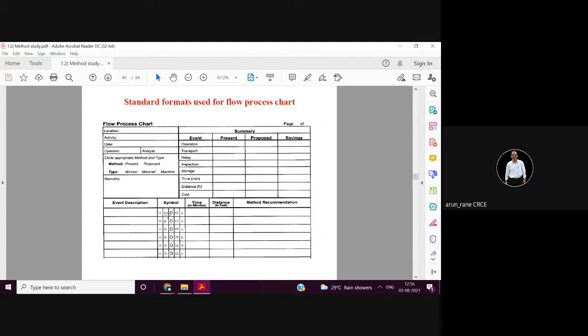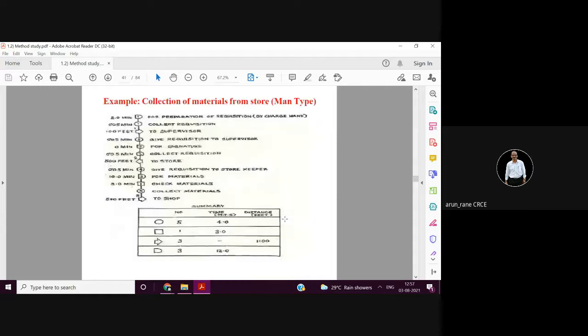On the symbol hai, whether it is operation, matlab see, now if you are checking diameter 10, so it will come under inspection. So what is the time, what is the distance it has moved to come to the inspection department, and then you suggest some changes. That is what is called the recommendation method, recommendation. I hope it is clear.